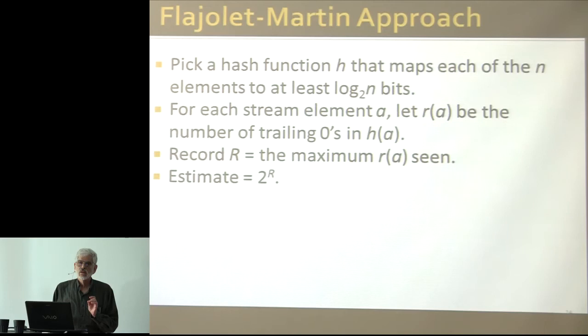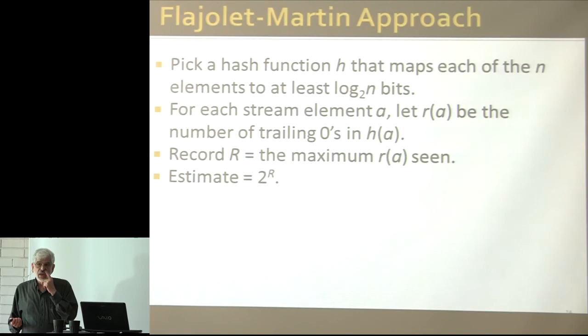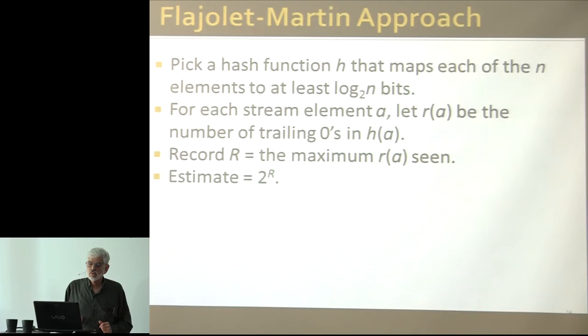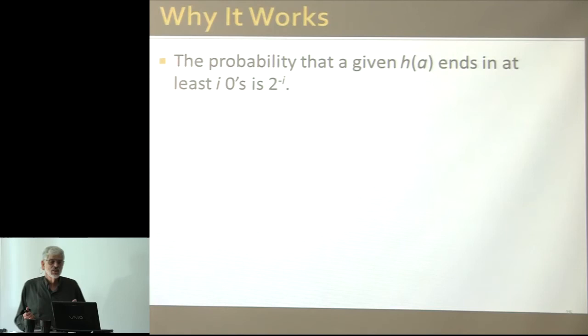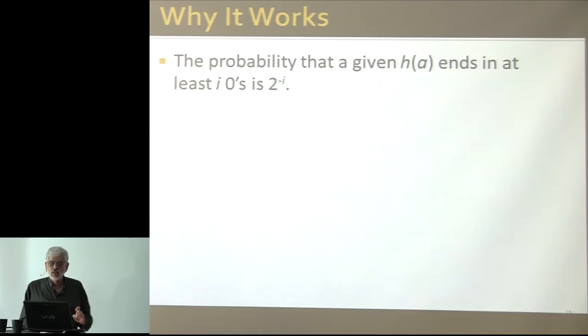Intuitively, if I see 2 to the capital R things, then it's probable that one of those things will have a tail as long as the logarithm of the number of things I've seen. That's capital R. Well, it's not actually that simple, but let me first tell you why it works, then I'll tell you why it doesn't actually work. What is true is that the value of capital R, or of 2 to the capital R, will always be near the number of distinct elements that you've seen.